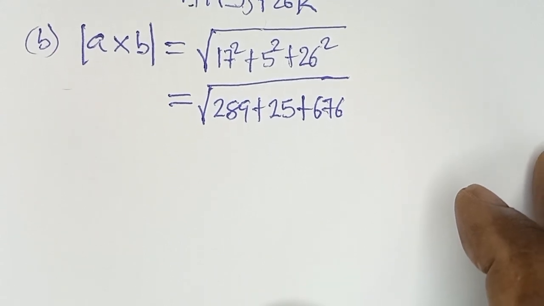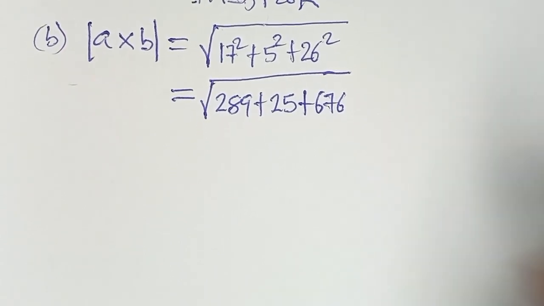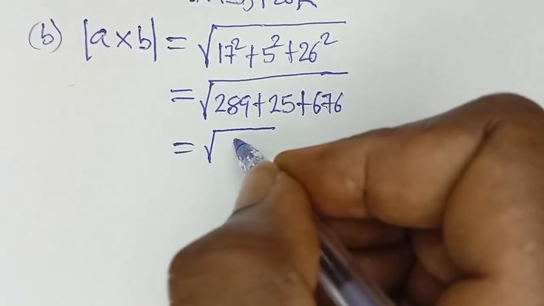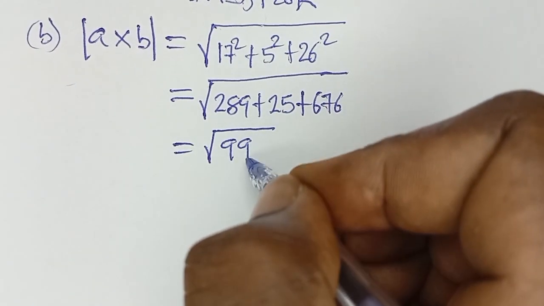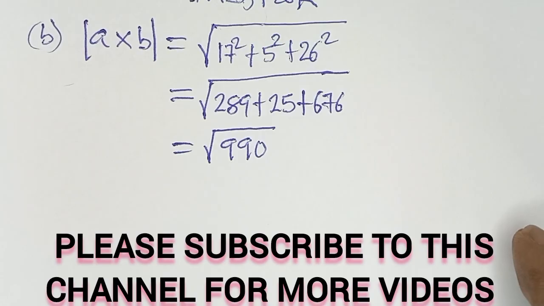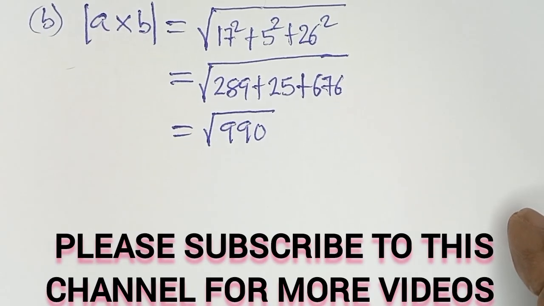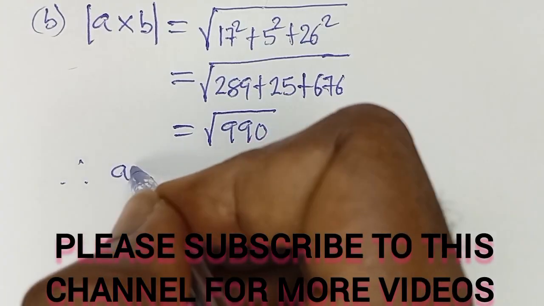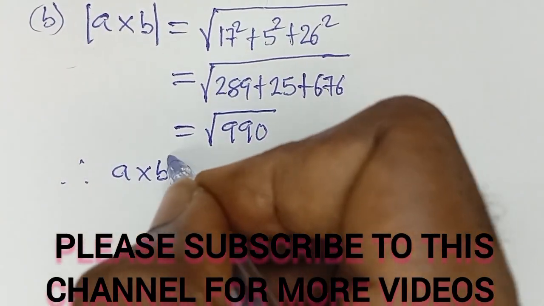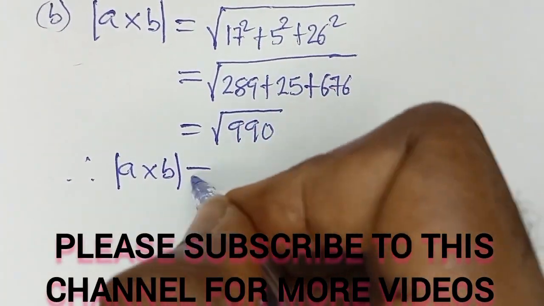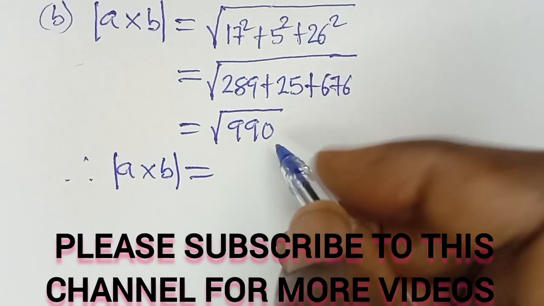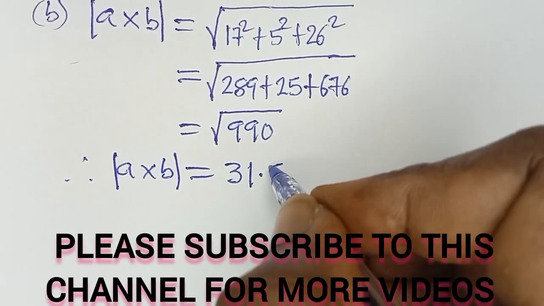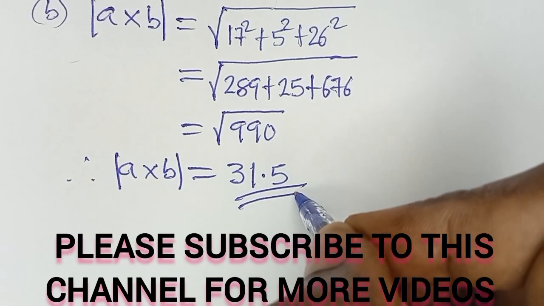So by the time we add the three of them together, that will give us the square root of 990. So finally, I can conclude and say, therefore, the absolute value of a multiplied by b is equal to the square root of 990, which will give us 31.5 as the final answer.